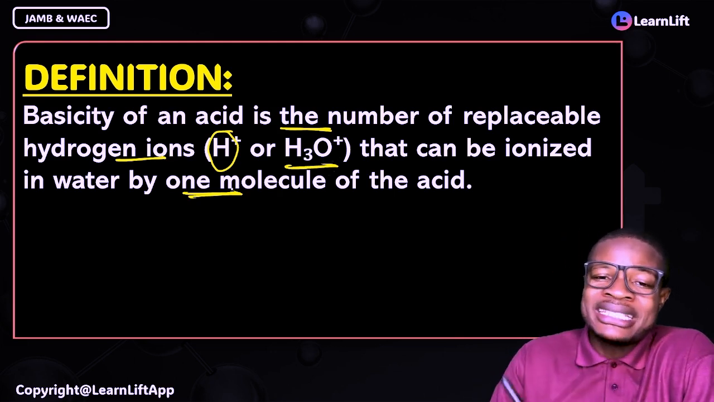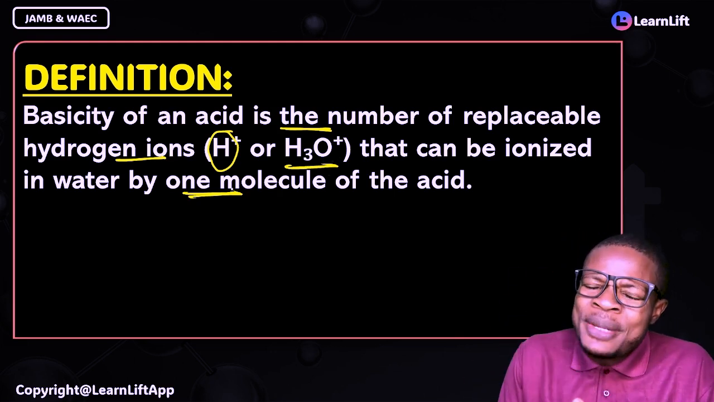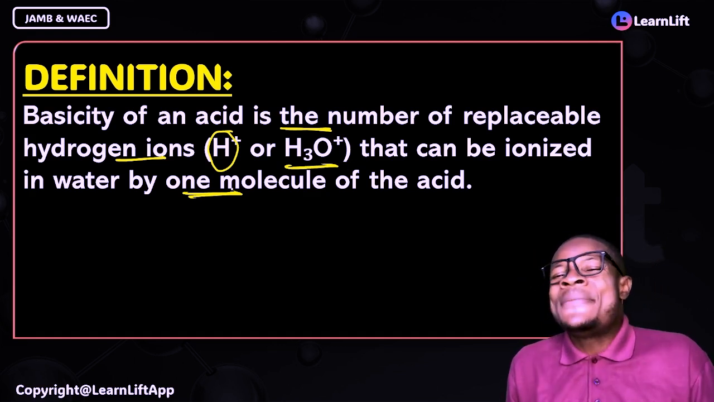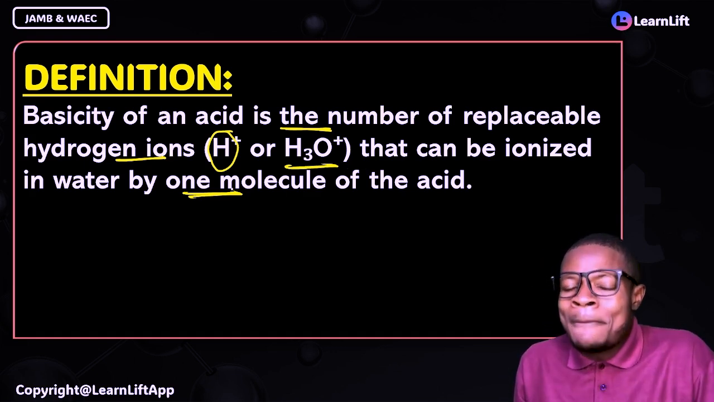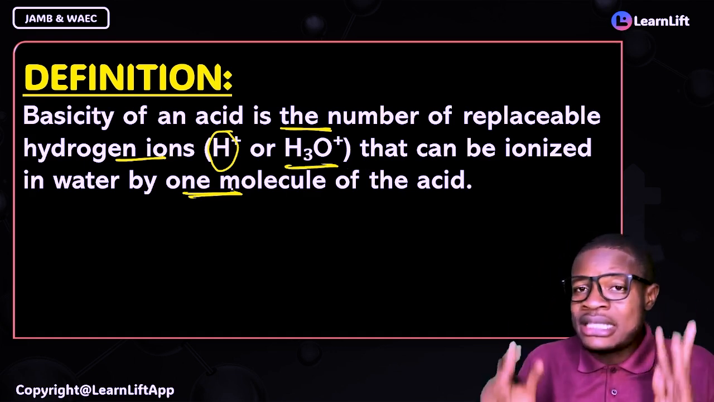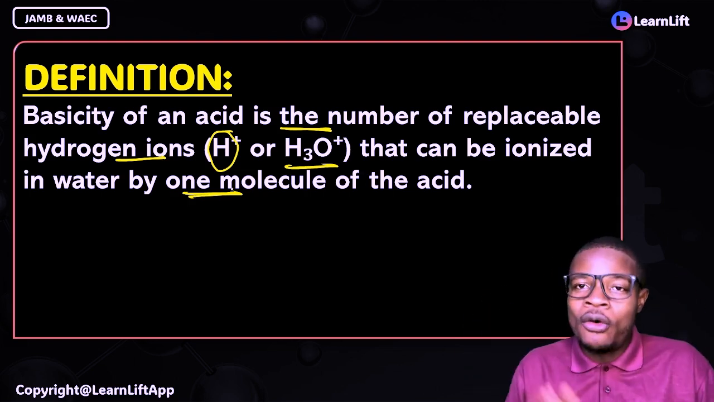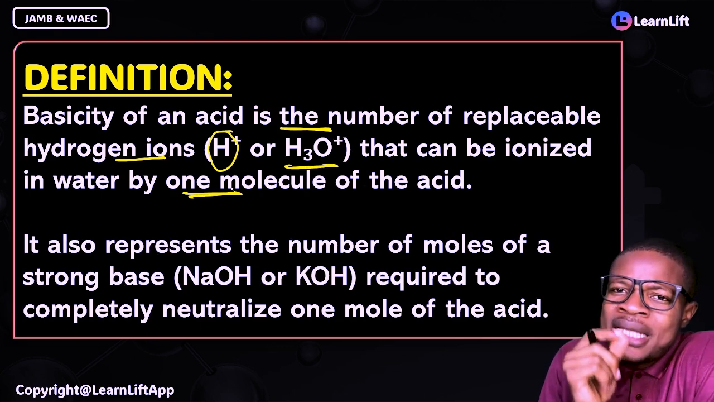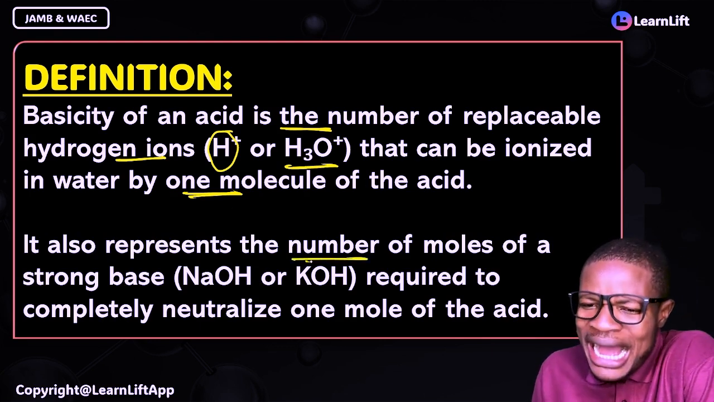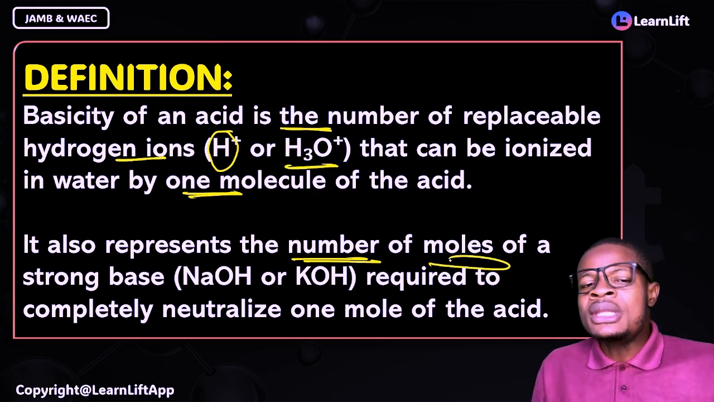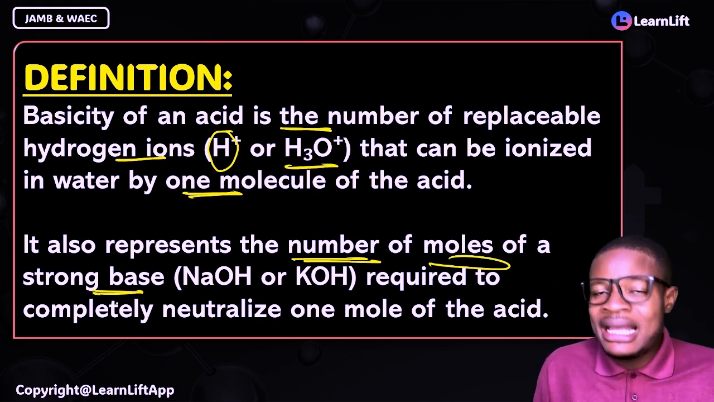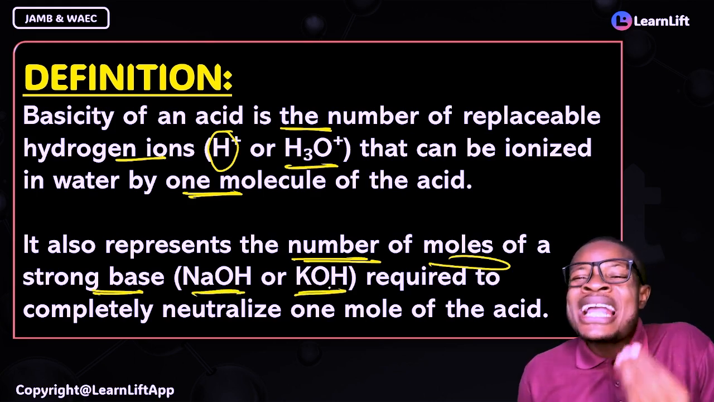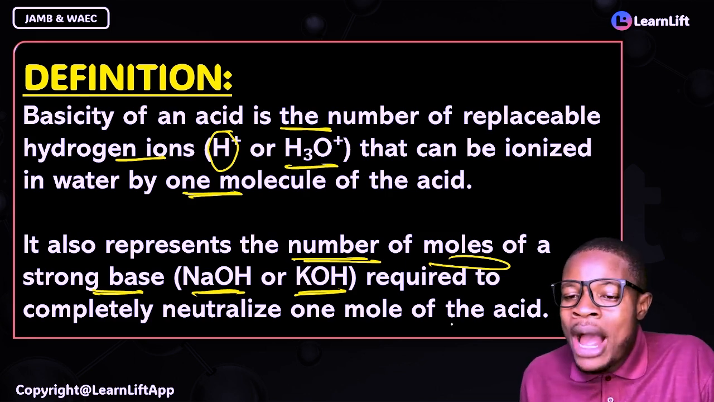So what's basicity of an acid? It is the number of replaceable hydrogen ions or hydronium ions that can be ionized in water by one molecule of the acid. That is called your basicity of an acid. Now, follow me, let me explain something. Also note this, that basicity of an acid represents the number of moles of strong base, and that strong base could be either sodium hydroxide or potassium hydroxide, that is required to completely neutralize 1 mole of the acid.